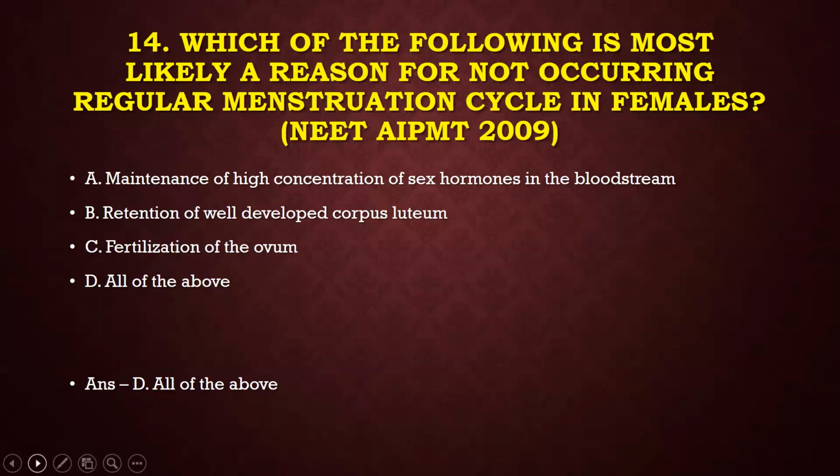First one is the high concentration of sex hormones in the bloodstream, that is the high quantity of progesterone and estrogen in the bloodstream of the females. Retention of the well developed corpus luteum means the corpus luteum does not degenerate, it remains in the body. Fertilization of ovum, then inhibition of FSH and LH in the body are also reasons for not having a regular menstrual cycle. So all of the above is the answer for not having a regular menstrual cycle.